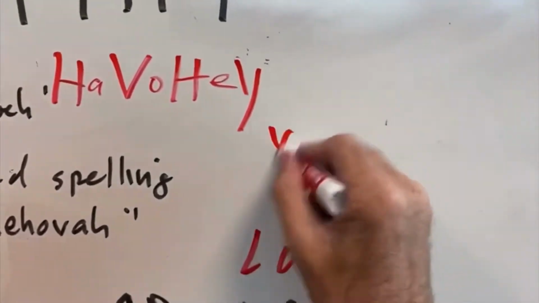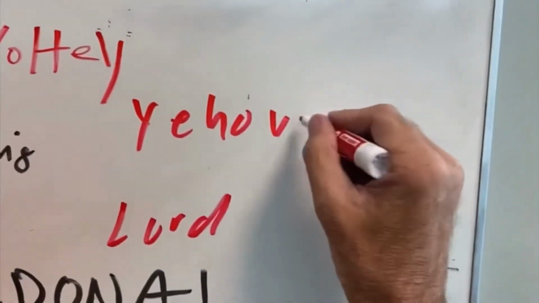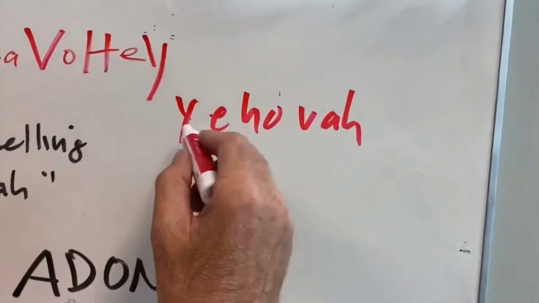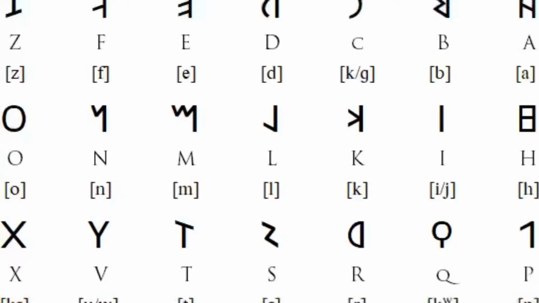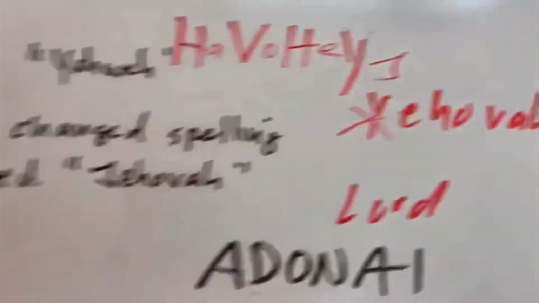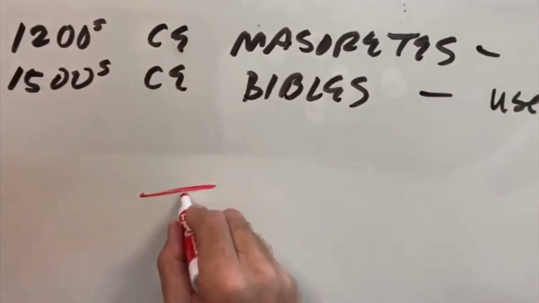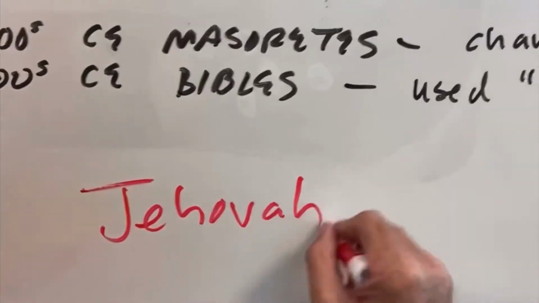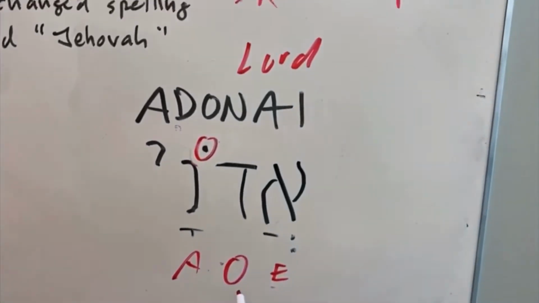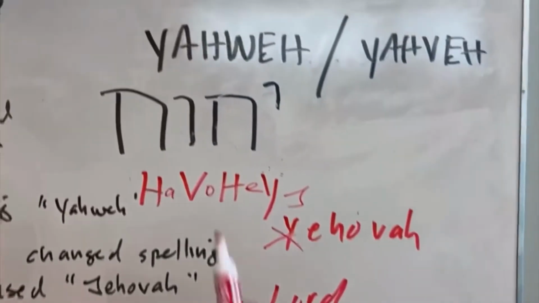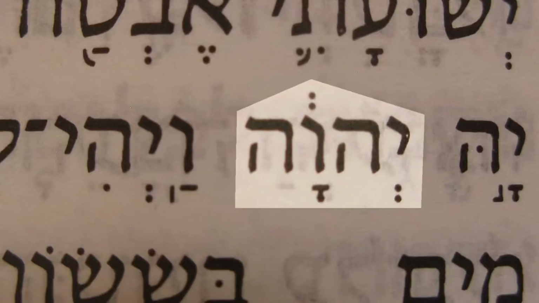Jehovah. Well, where'd the J come from? Because there's no J in Latin, or there's no Y in Latin, so Jehovah. Jehovah comes from combining the vowels, taking the vowels out of Adonai and putting them into Yahweh.